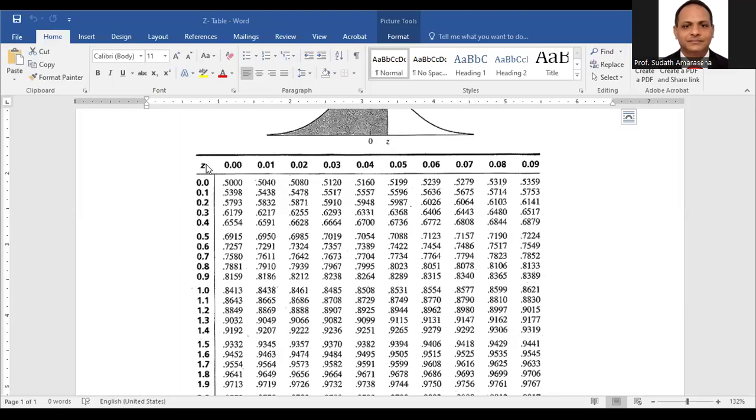Go to the Z column. Maximum you can get is 1.6. I require another 0.04, and you can see the 0.04 in this column. The intersecting point value is 0.9495.